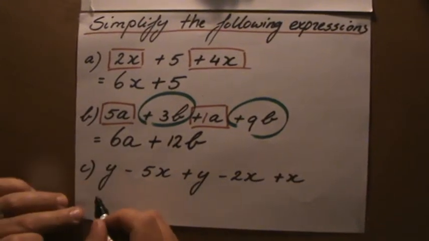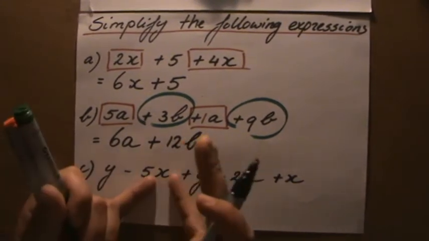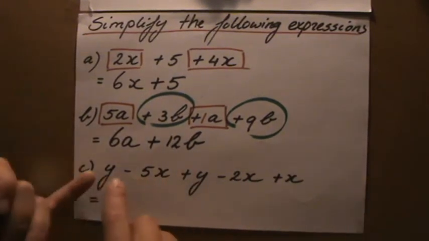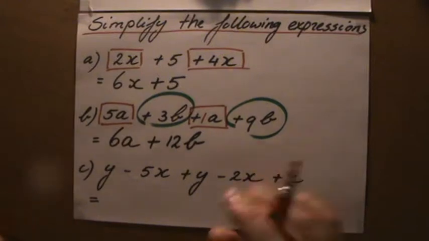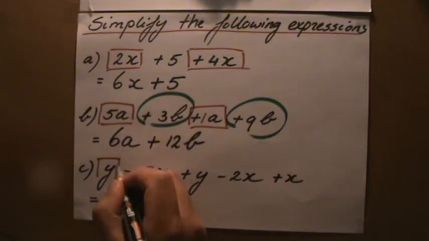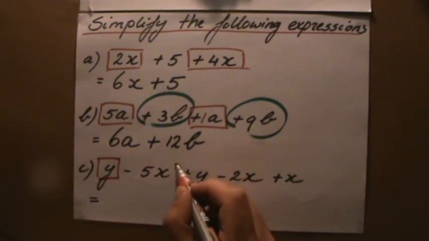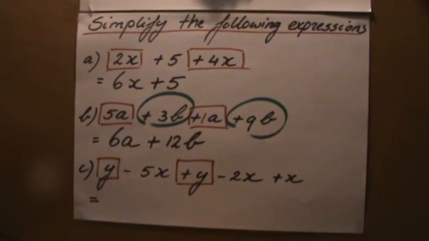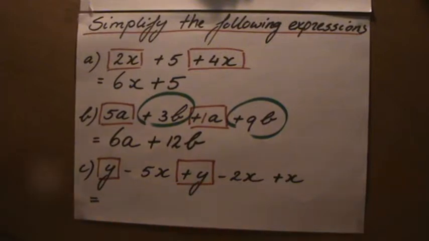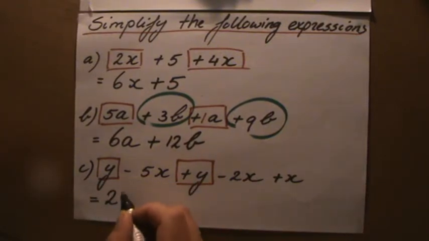Okay, final question. Simplify the following expression. I'm not trying to solve for x. We're not trying to find out how much is x, how much is y. No, we're just combining the like terms. And now you will notice it's important to make sure that you understand that the sign belongs to the term following it. Because I have a y here, and a positive y there. So a y plus y, that will be 2y.